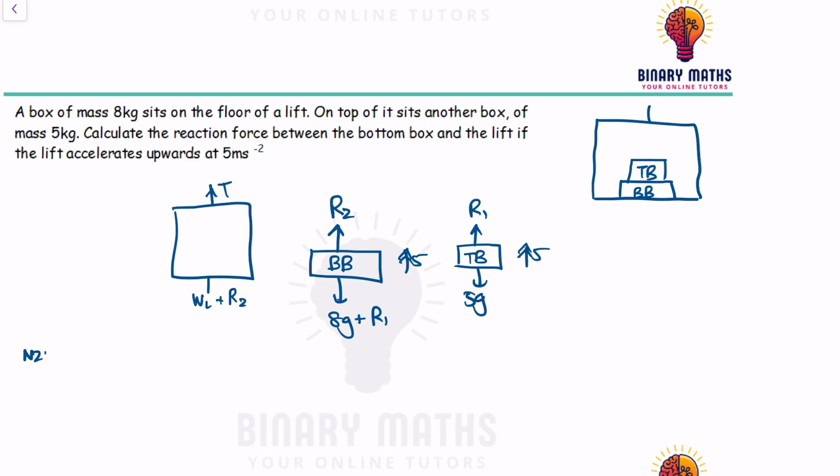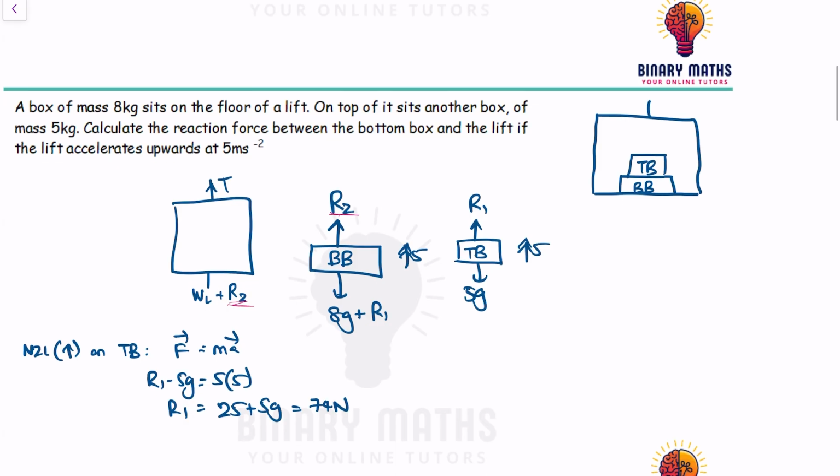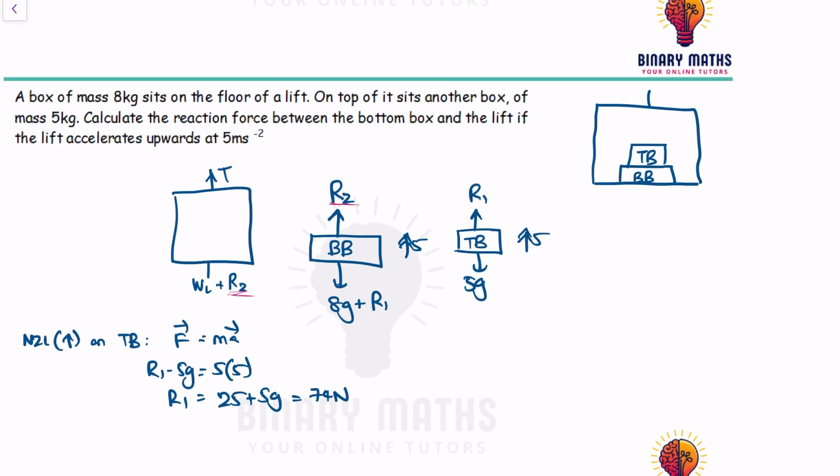Newton's second law vertically on the top box: resultant force is equal to mass times acceleration. Because it's moving upwards, it's R1 minus 5g is equal to 5 times 5, which means R1 will be equal to 25 plus 5g, which is equal to 74 newtons. That wasn't what we're trying to find. We're trying to find the reaction force between the bottom box and the lift, so what we're trying to find is R2. So now we need to do Newton's second law for the bottom box.